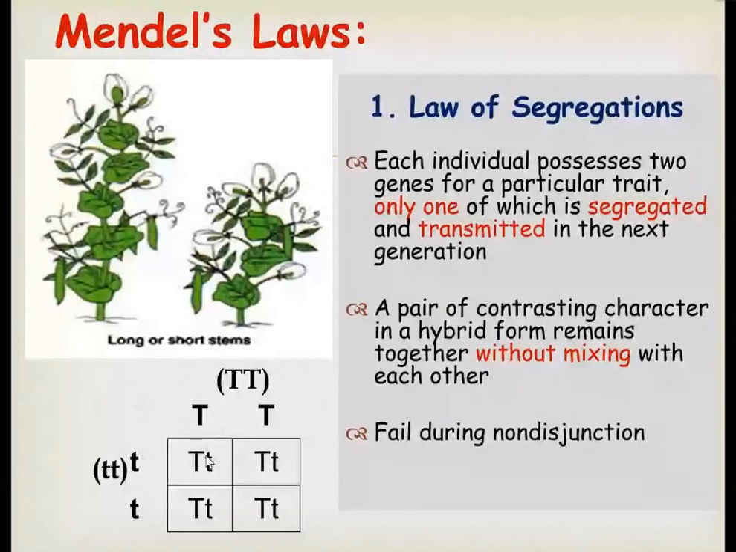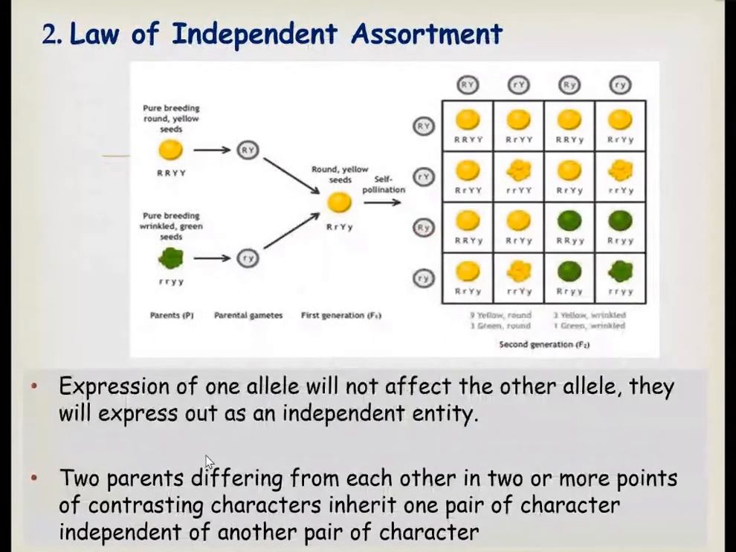Now, the next one is known as the law of independent assortment. For the law of independent assortment, 2 parents differing from each other in 2 or more points of contrasting characters are taken. Over here is a round and yellow seed, and this is a wrinkled and green seed. So one is different in shape, and the other is different in color. If the 2 parents differ in 2 or more contrasting characters, then they will inherit independently of one another.